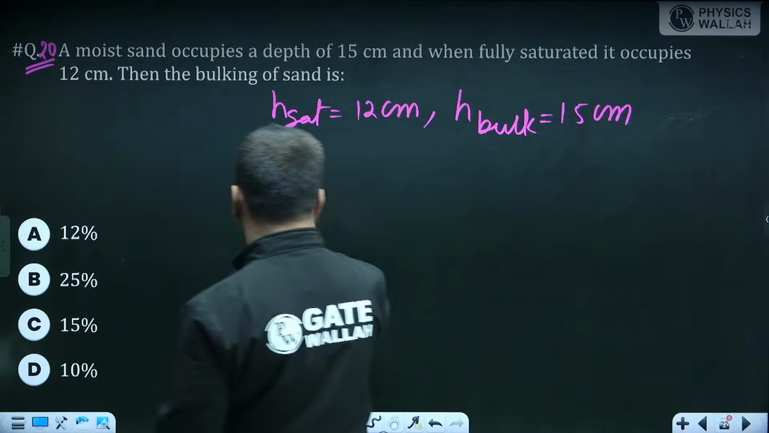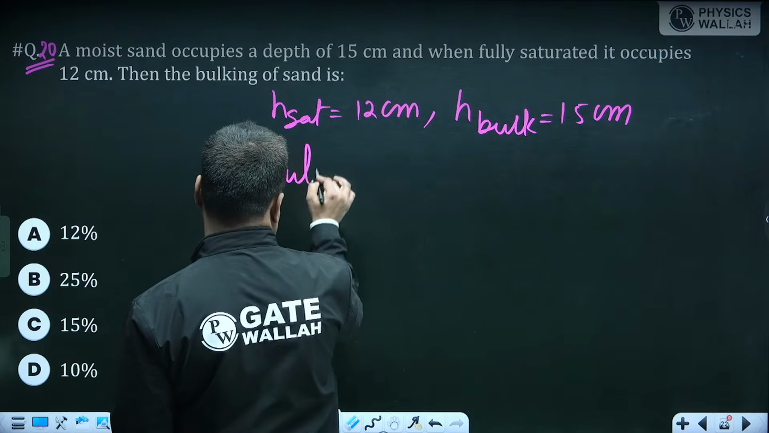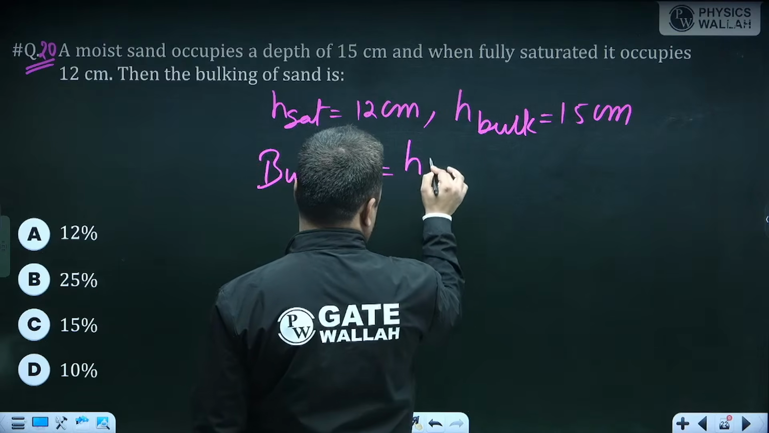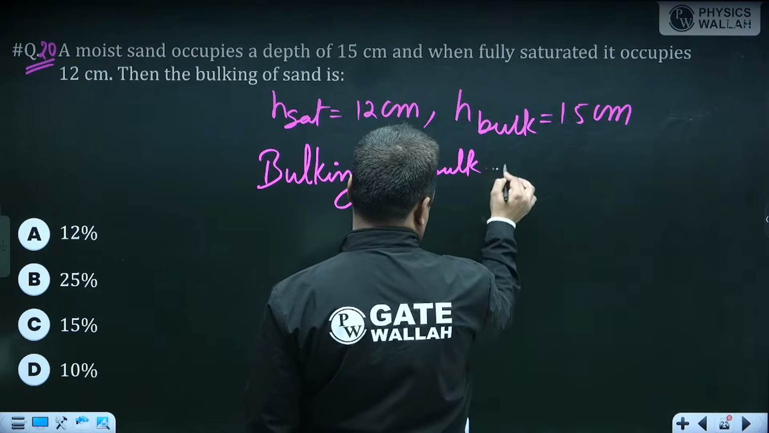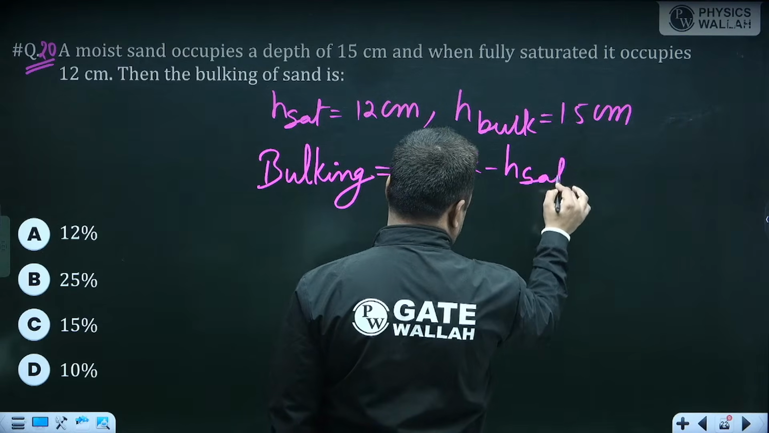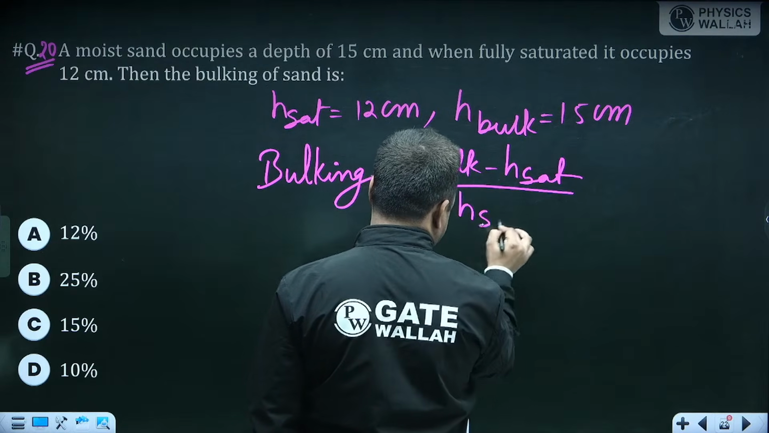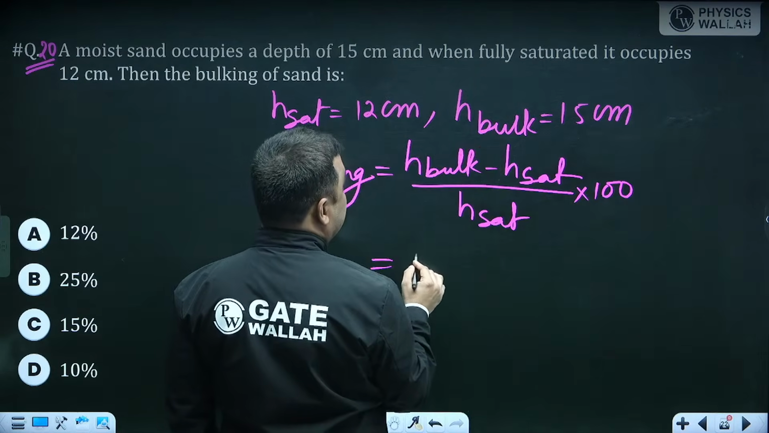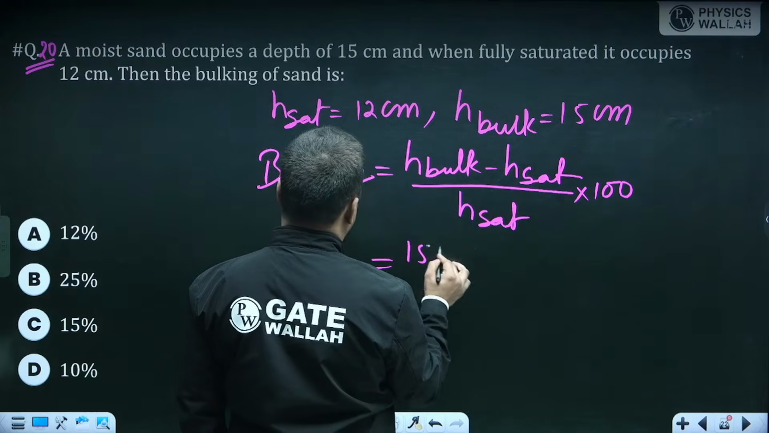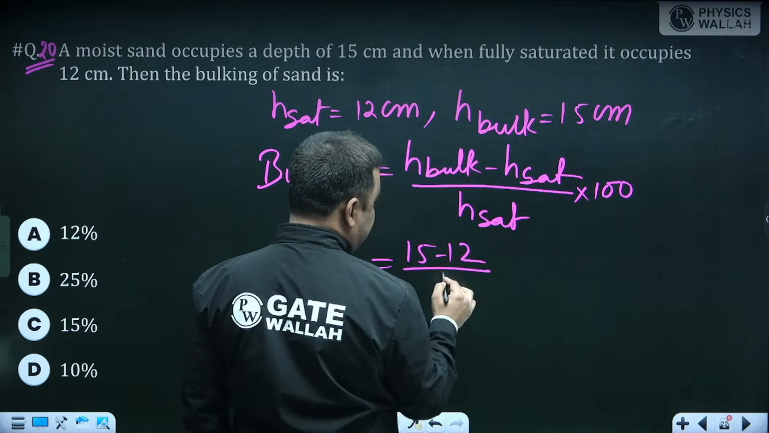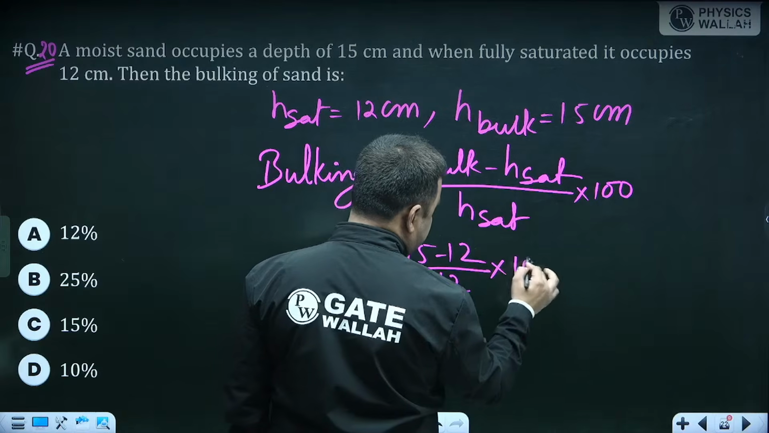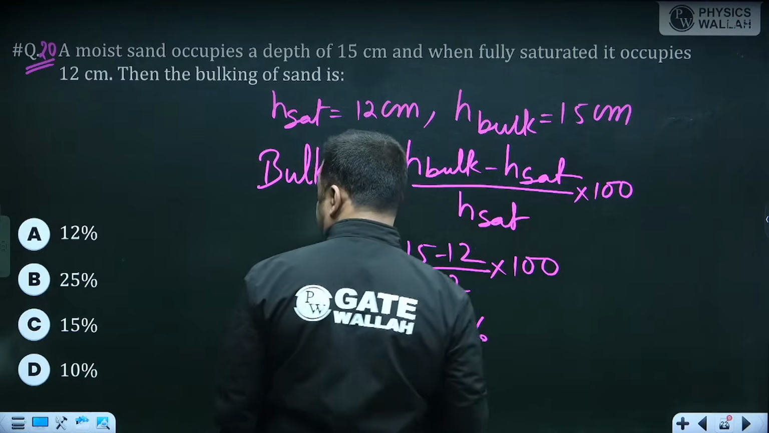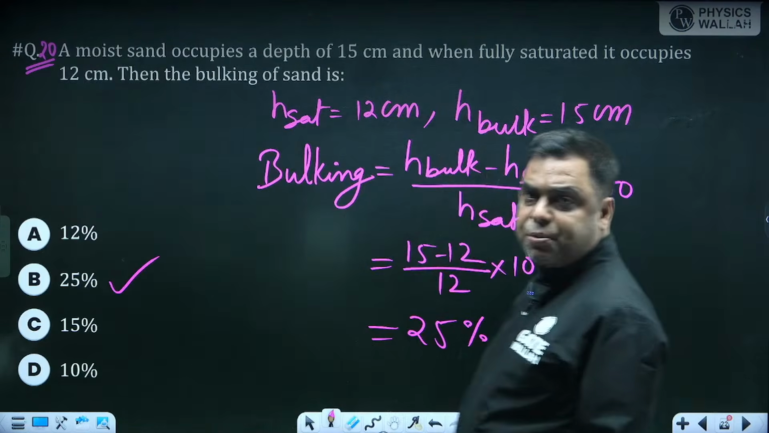The bulking would be H bulk minus H saturated divided by H saturated into 100. So 15 minus 12 divided by 12 into 100. It is 25%. Answer is option B, 25%.